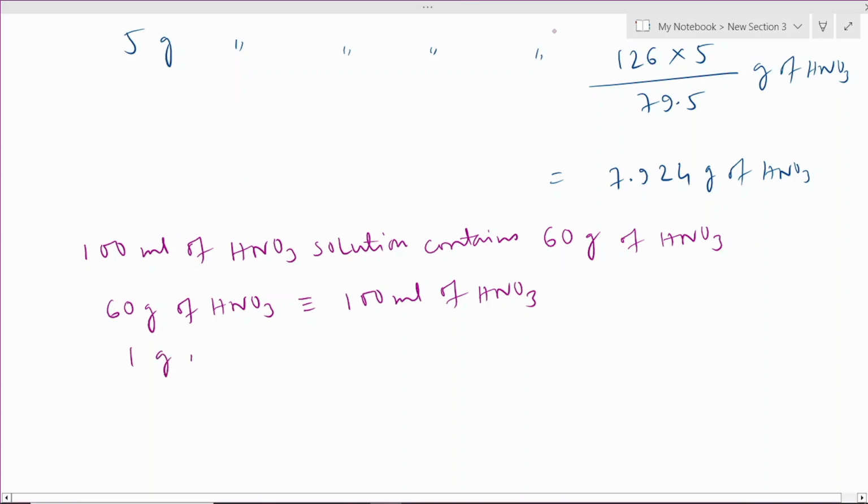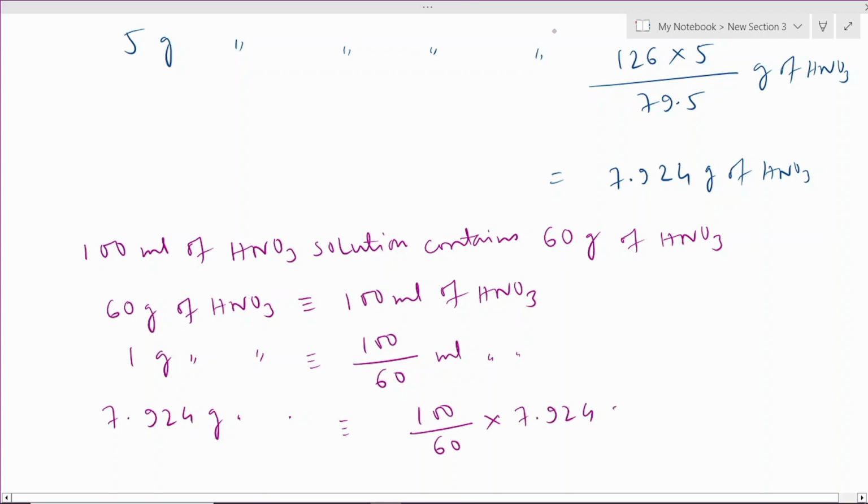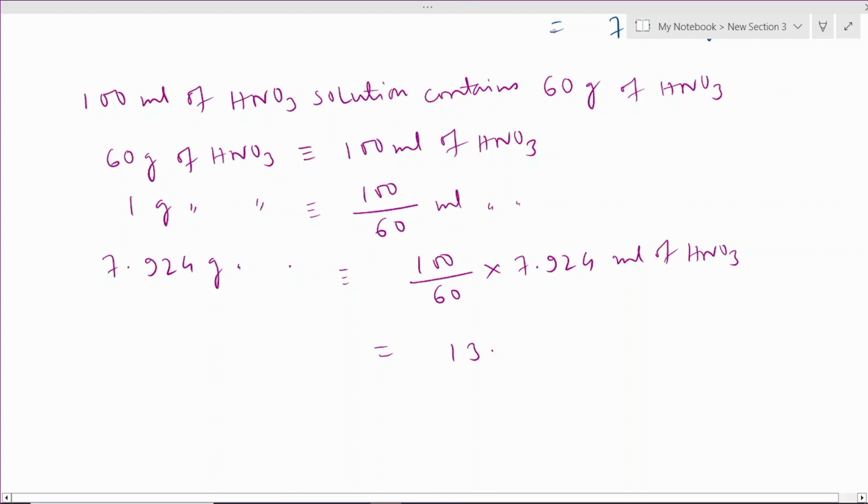So 1 gram of HNO3 is in 100 upon 60 ml of HNO3, and 7.924 gram of HNO3 contains 100 upon 60 into 7.924, that is ml of HNO3, that is 13.206 ml of HNO3.